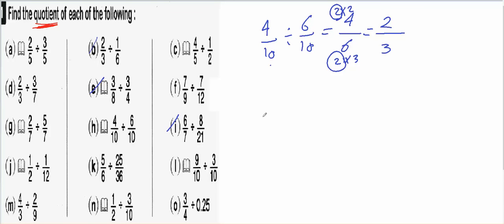What about letter I? 6 over 7 divided by 8 over 21. We can do it like first times reciprocal, or we can do cross multiplication.